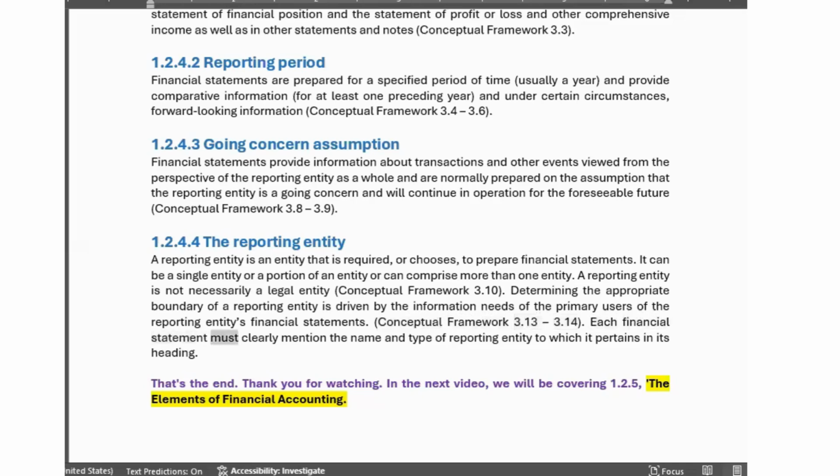Each financial statement must clearly mention the name and type of reporting entity to which it pertains in its heading.